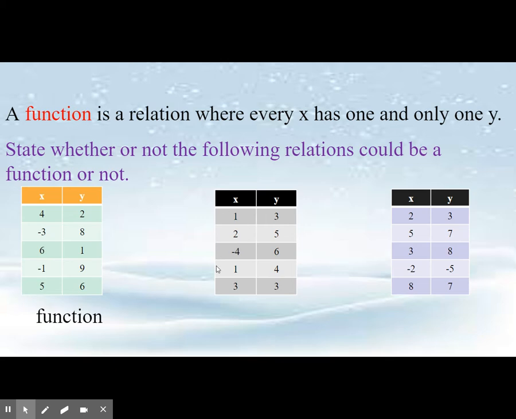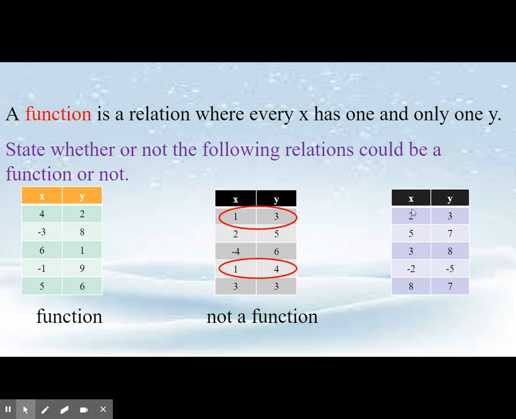Whereas if I look at this table, is it a function? If it's a function, all of the x's will be different. So I've got 1, 2, -4, 1, 3. So is it a function? No, it can't be a function because you've got 1 on here twice. You have 1 going to 3, and you have 1 matched with the 4. You can't have that. So if you see, oh, I have the same number more than once on the x, can't have that. It messes it up. Not a function.